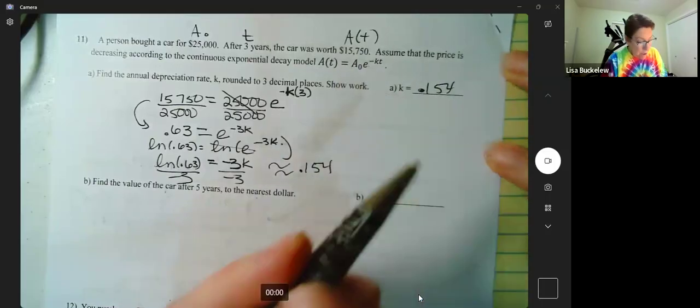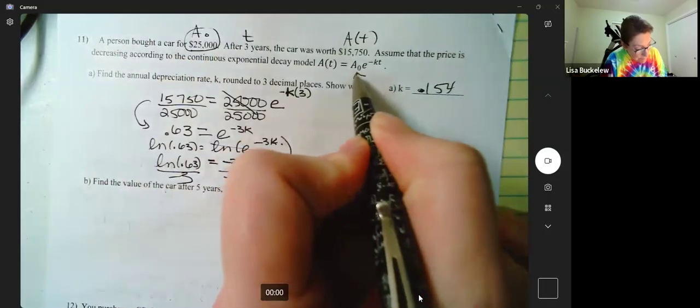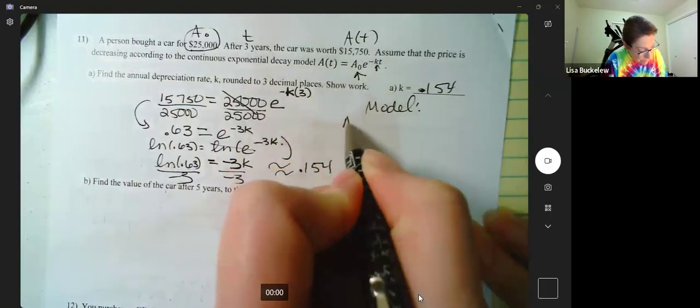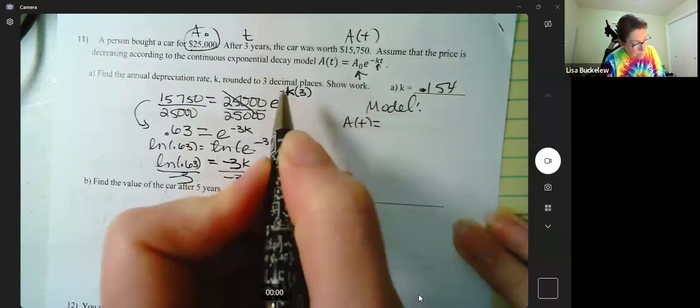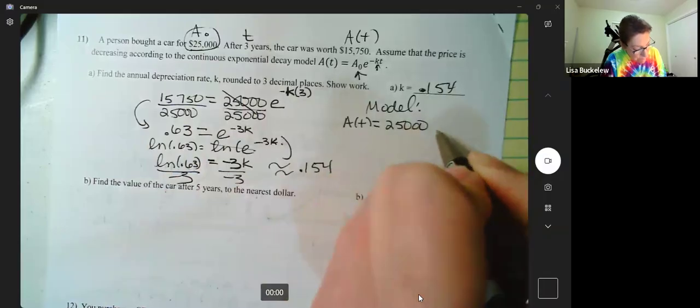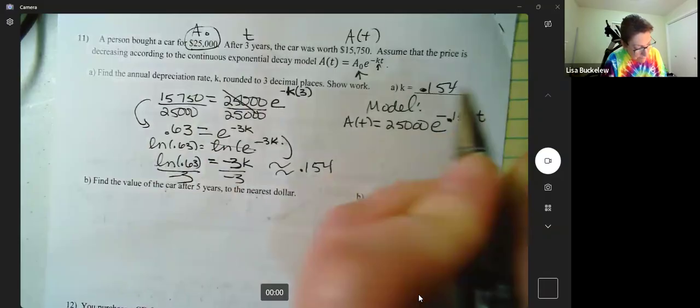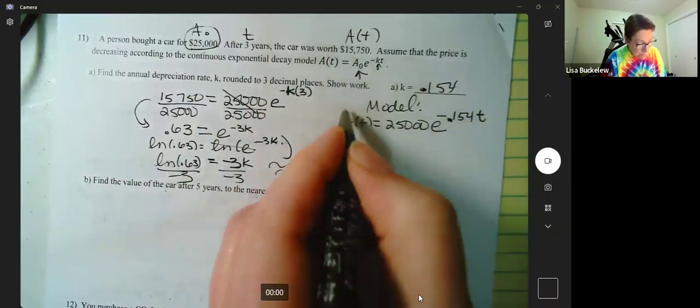formula. Okay, so I already knew my initial amount was 25,000. The only thing I need to write this model is that K value, and I just figured it out. So I'm going to go ahead and write the model equation here. That's a function that is specific to this car. So the initial value of the car is 25,000. Its depreciation rate is negative 0.154 times T. So this is the function that we're going to use to answer any input and output questions about this car.